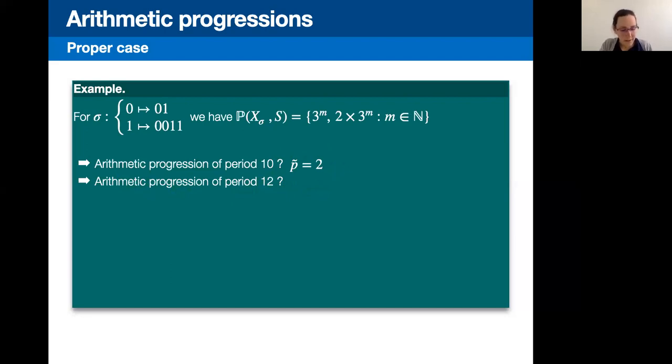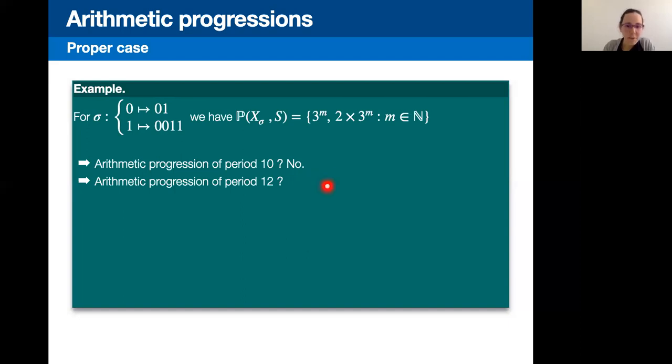So if we look at the definition of sigma, we see that the images of letters are multiples of 2, so we can cut it into subwords of length 2. And we will see that x_2n belongs to the alphabet {0,1}, so the subsequence x_2n cannot be constant. And x_2n+1 will be defined by these letters and is not constant. So the answer is no, we don't have any arithmetic progression of period 10.